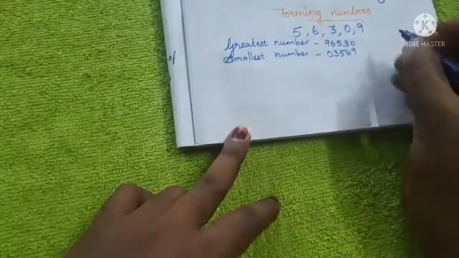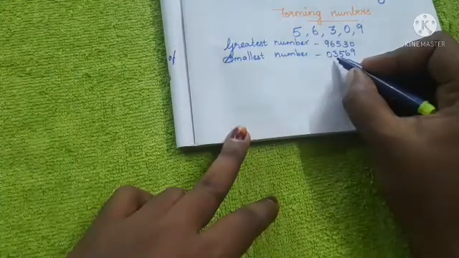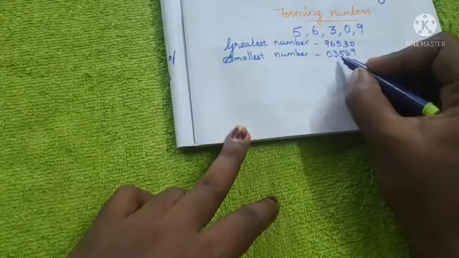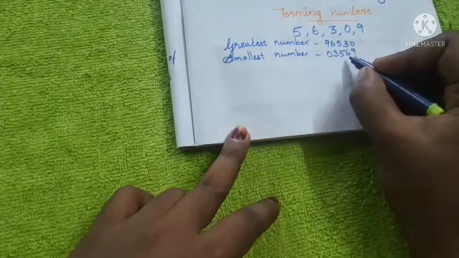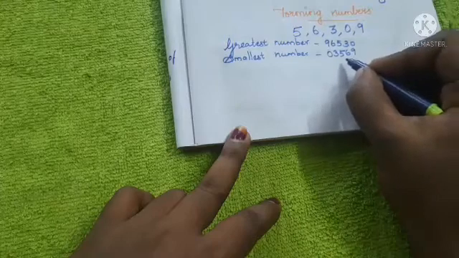Understood? So 0 is the smallest one. Next to the 0, 3 is the greater one. Then next to the 3, 5 is greater. The next to 5, 6 is greater, and 9 is the next greater number. That means it is the greatest number. 9 is the greatest number among the given numbers.